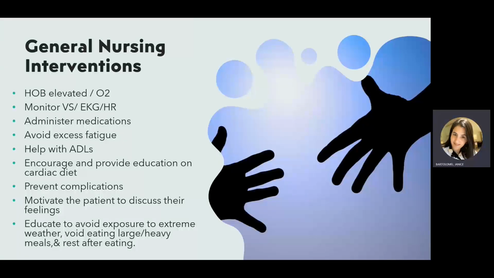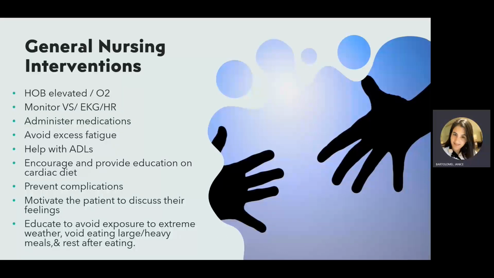All right, so general interventions. We want to help these clients with ADLs. We want to avoid fatigue. We want to monitor their vital signs, especially for that orthostatic hypotension, as well as their heart rate. We want to monitor their cardiac rhythm to make sure that they don't change from chronic stable angina and now it becomes like an unstable angina or an MI. We want to elevate the head of the bed and administer oxygen as needed. Encourage the clients to maintain that cardiac healthy diet.